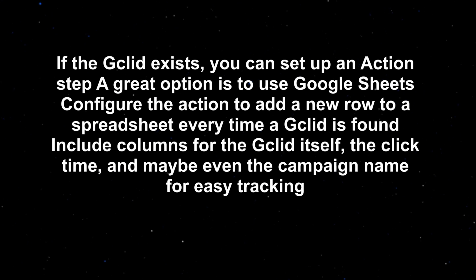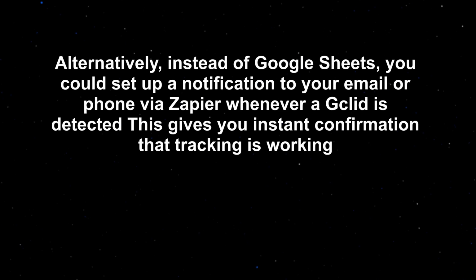A great option is to use Google Sheets. Configure the action to add a new row to a spreadsheet every time a Gclid is found, include columns for the Gclid itself, the click time, and maybe even the campaign name for easy tracking. Alternatively, instead of Google Sheets, you could set up a notification to your email or phone via Zapier whenever a Gclid is detected. This gives you instant confirmation that tracking is working.